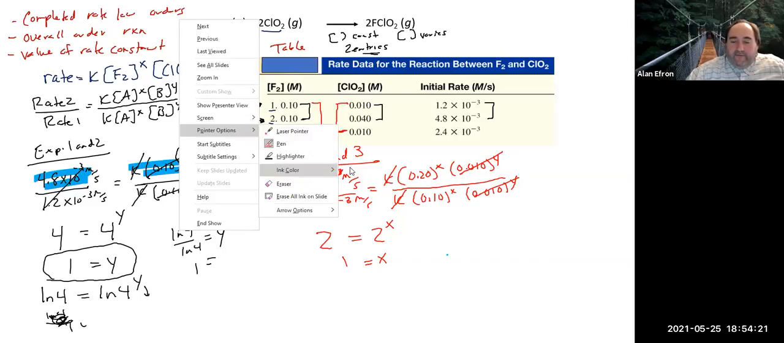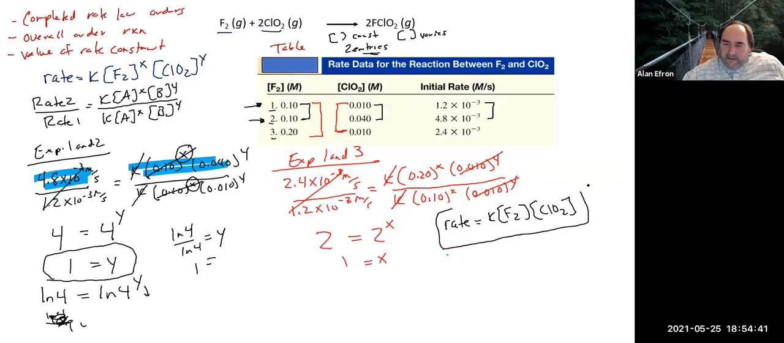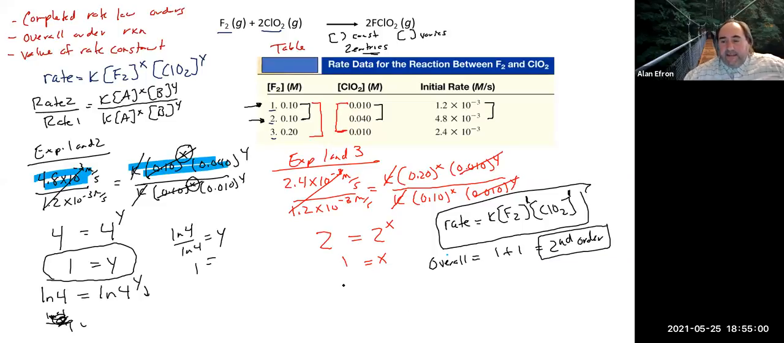At this point, we have now figured out the orders for both F2 and ClO2. We could actually write our completed rate law. Our completed rate law would be the rate is equal to K times F2 times ClO2. And much like everything else in chemistry, it's implied that it is a 1 and 1 on top. You don't have to put it here. The overall order at this point would equal 1 plus 1, which would be second order. And again, that comes from adding the 1 and the 1 together, the orders of each of those guys.